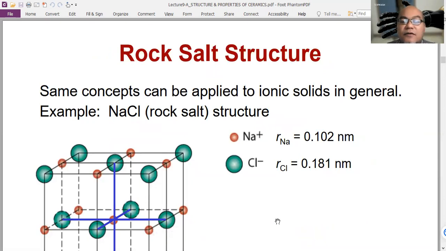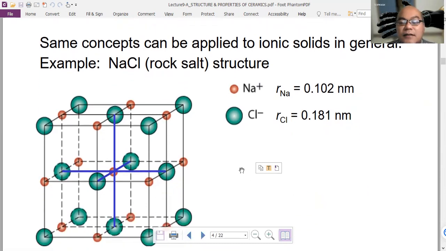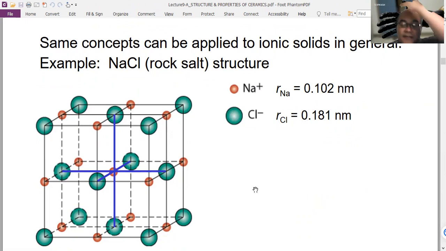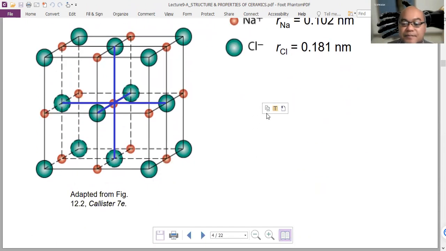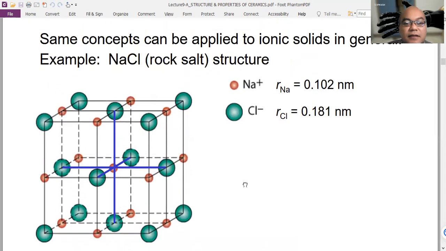This is, for example, for salt, yeah, rock salt, the sodium chloride structure, where sodium is the cation and chlorine is the anion. The radius of sodium is 0.102 nanometer, while chlorine has a radius of 0.181 nanometer. Yeah, the anion is usually larger than the cation. So it will make a structure like this, like a simple cubic structure.